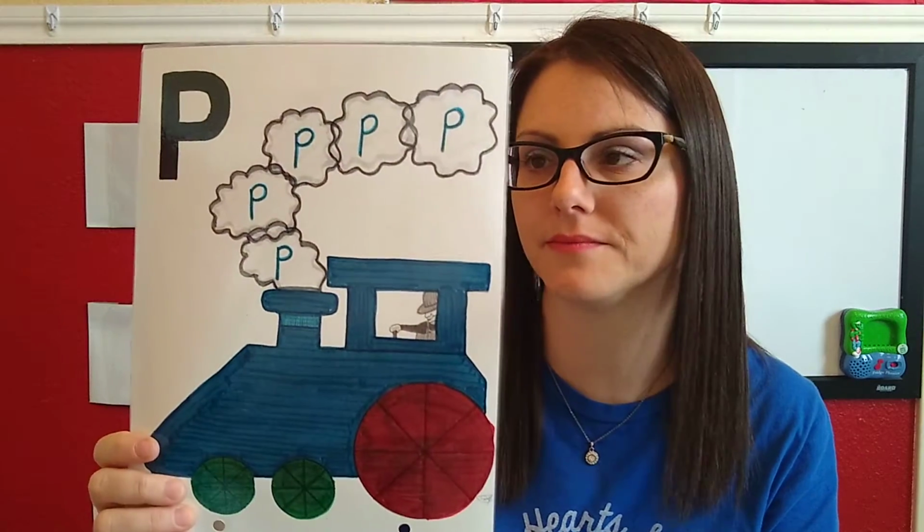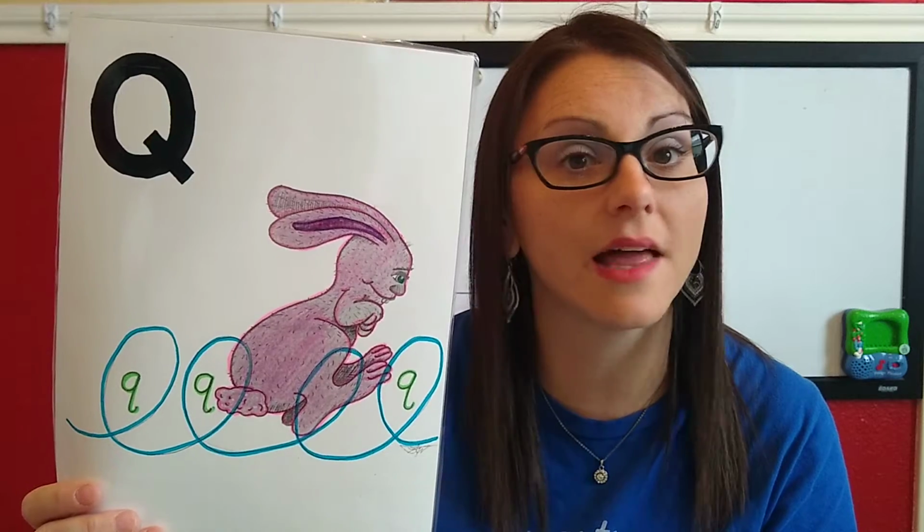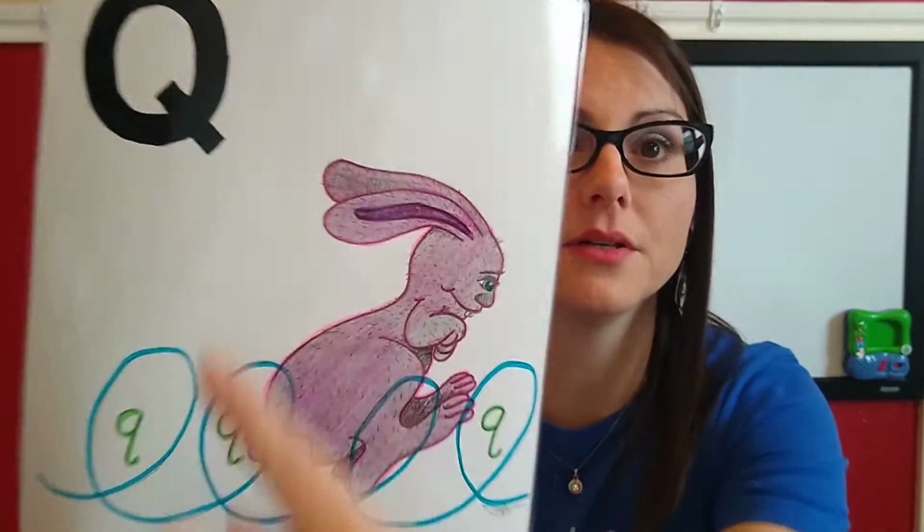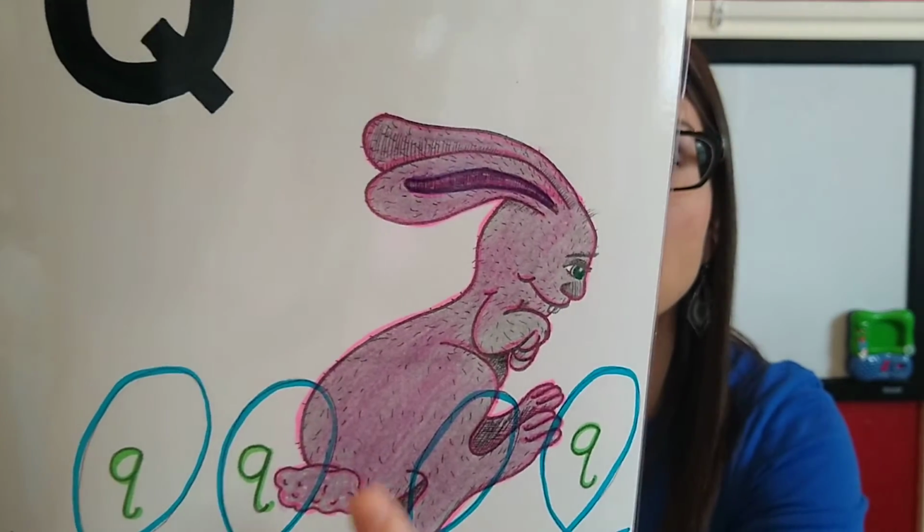Okay, here's our next one. The letter P. Okay, so P says P, like the puffs of smoke coming out of the train. Ready? So we say P, P, P, P, P.